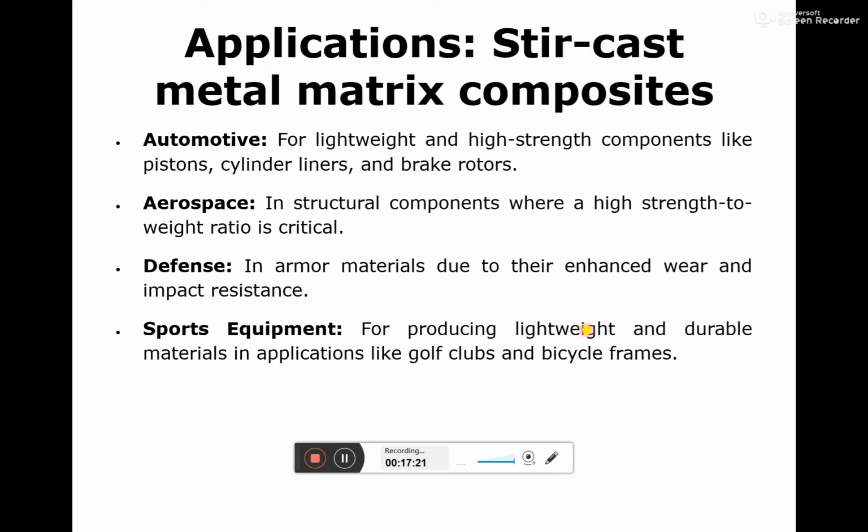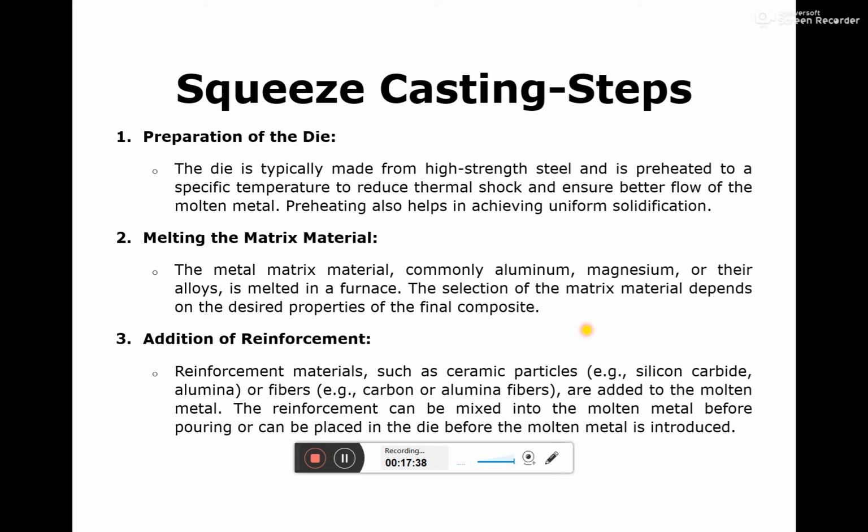And also sports equipment related to different metal matrix composites can be produced by using this stir casting process. You can make golf clubs and bicycle frames. These also can be produced by using the stir casting process.